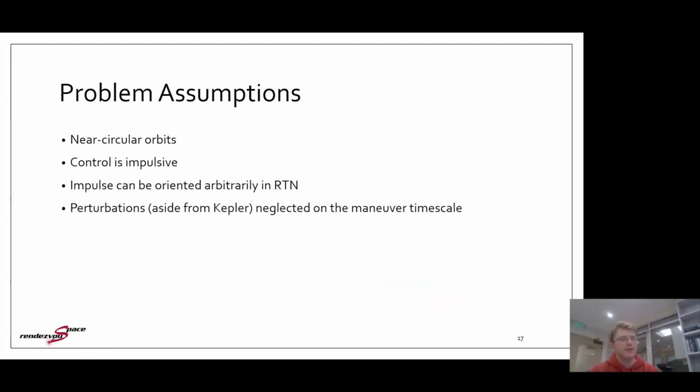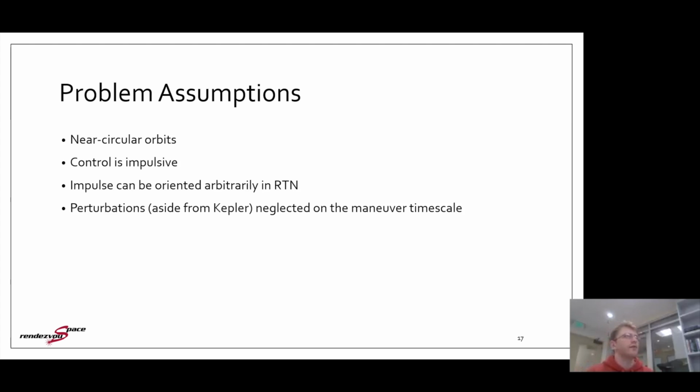So I will go into what we have to actually assume to make this work, or what I've assumed up to this point to work on the problem. And that'll be, we're working with near circular orbits. So that affects our linearized Gauss variational equations, affecting our control inputs to the problem. We are assuming impulsive control. So that'll be impulsive velocity components.